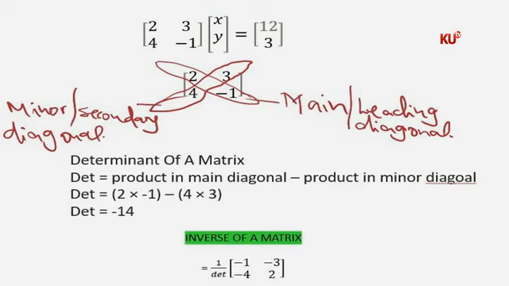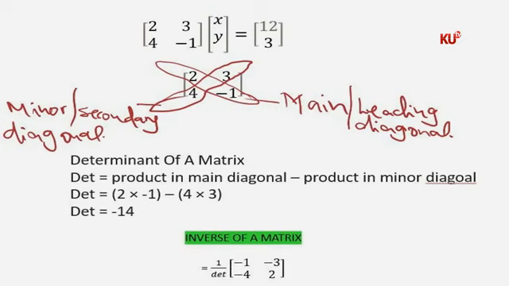So determinant, you simply take the product of elements in the main diagonal minus the product of elements in the minor diagonal. Learners have said that the main diagonal is the one running from the top left to the bottom right. Then look at the elements there. In the main diagonal, I'm having the elements as 2 and -1. While in my minor diagonal, learners, if you look at it keenly, I'm having the elements as 3 and 4.